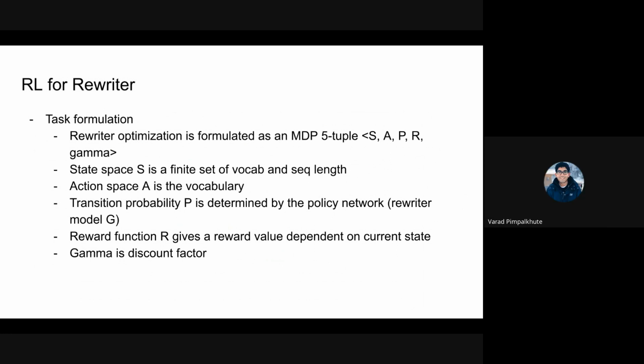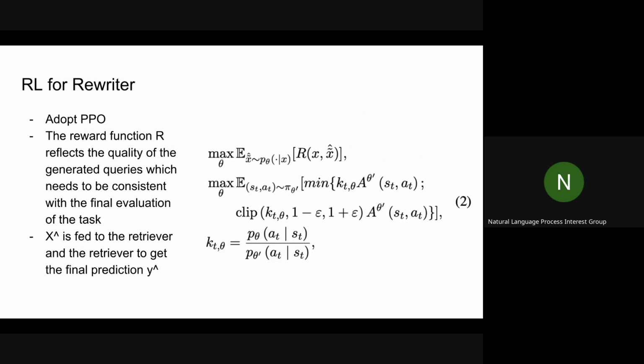So it seems like that InstructGPT objective. Is it the same? Does it look familiar to you? Yeah, it is like the PPO objective. Got it. Okay, does that answer your question? Yes. Okay, cool. I didn't include that here. As I said, they're using PPO and the reward function is related to that. X hat is fed to the retriever and the reader to get the final prediction Y hat.